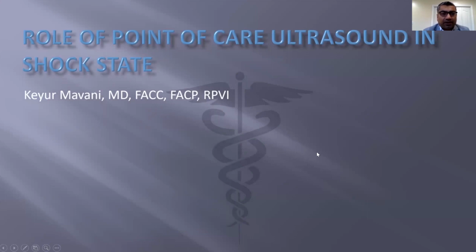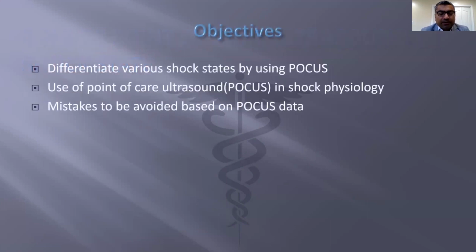So we'll talk about the role of point-of-care ultrasound in shock states. Most of you know shock in our medical field is most often a blood pressure less than 90 systolic and a MAP of less than 65 millimeters of mercury. That's one of the most critical patients we have in the ER and ICU. The objectives for the talk are to differentiate various states of shock by using point-of-care ultrasound, and also to figure out the shock physiology and mistakes to be avoided based on POCUS data.